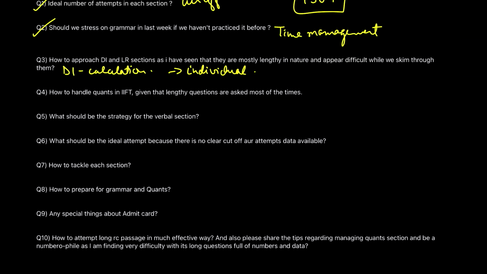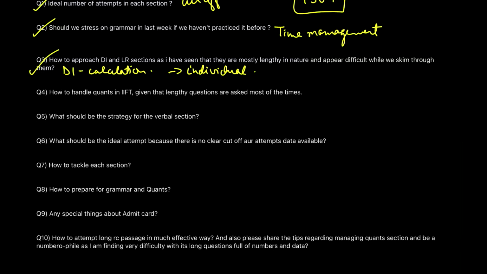Fine, Karan. Now we'll be having another question, question number 4. This question number 4 is about how to handle quants in IIFT, given that lengthy questions are asked most of the time. Well, this question is from Navya, I guess. So, Navya, here you go.